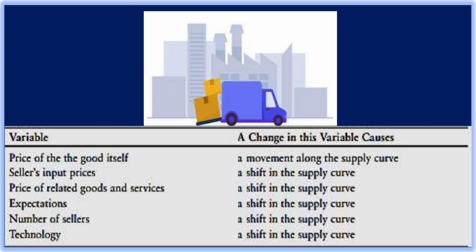As we can see here, variables like the price of the good itself, sellers' input prices, price of related products, expectations, number of sellers, and technology can all lead to a change in variable causes. Only the price of the good itself can produce a positive movement along the supply curve, while the rest go against the supply curve's movement, which causes a shift in the supply curve.